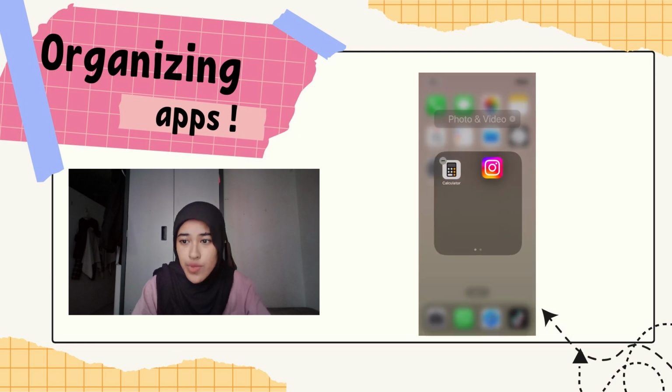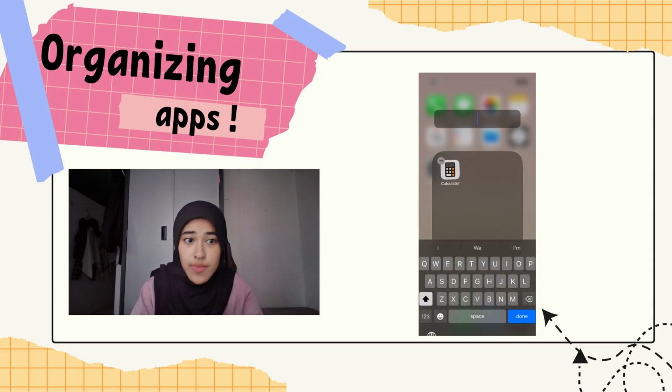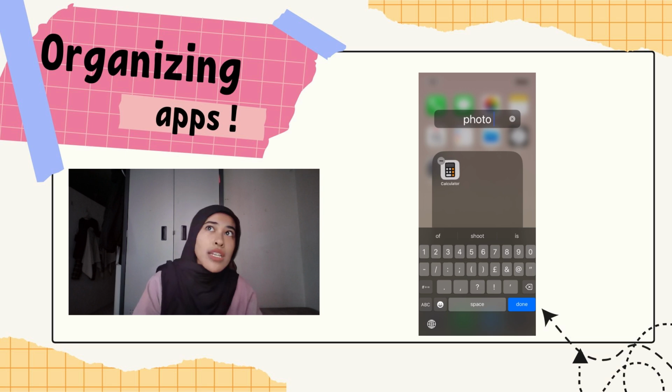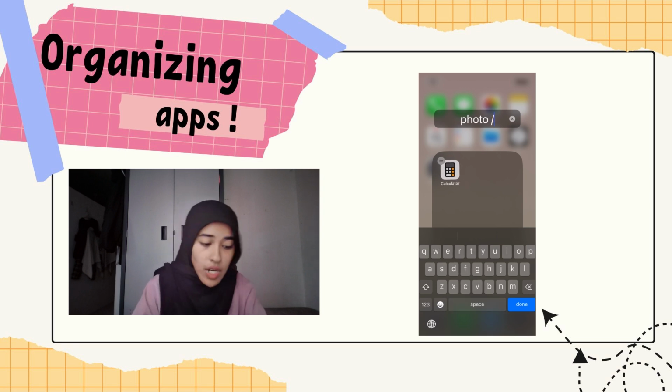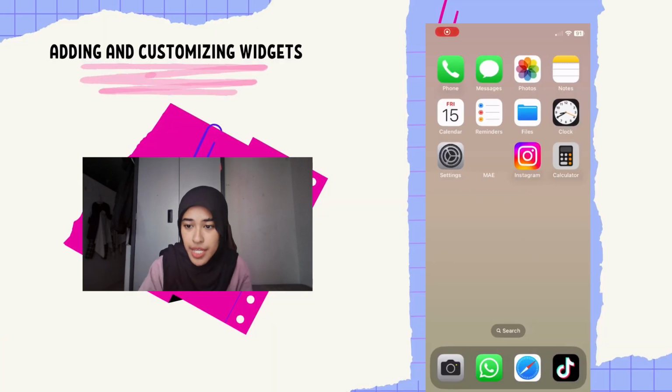Okay, and then next we have organizing the apps on the home screen. Firstly, you tap and hold your apps for a long time until they begin to jiggle, and then you can move them around and add them to a folder. You can just put an app onto another app so that it automatically creates a folder, and you can change the folder name to the suggested name, or to your liking. Like for me right now, I only have calculator and Instagram, I only have photo and video.